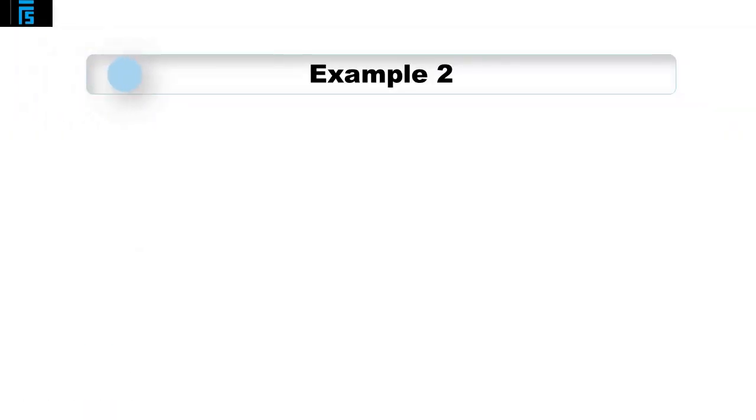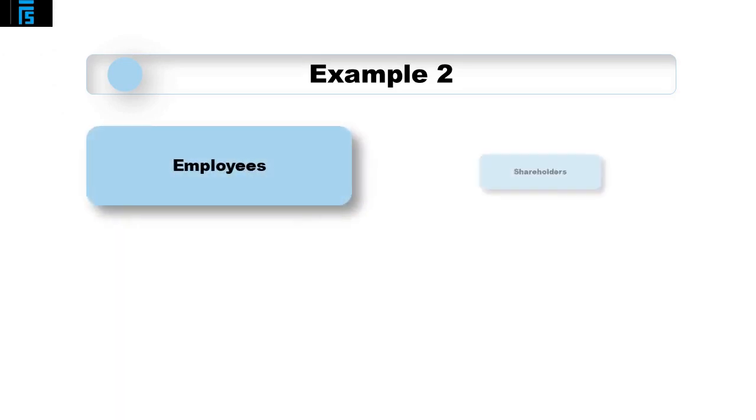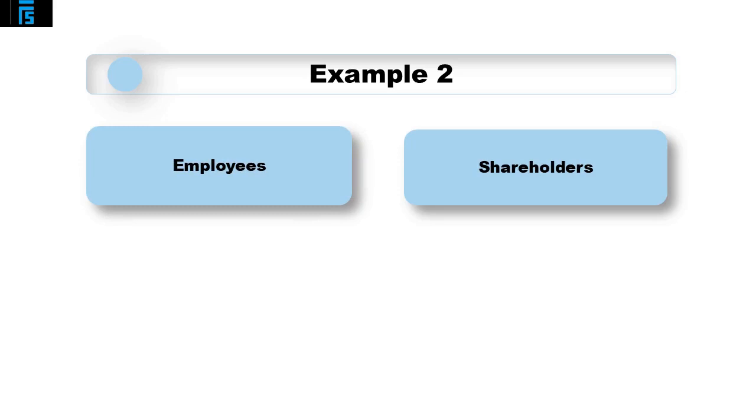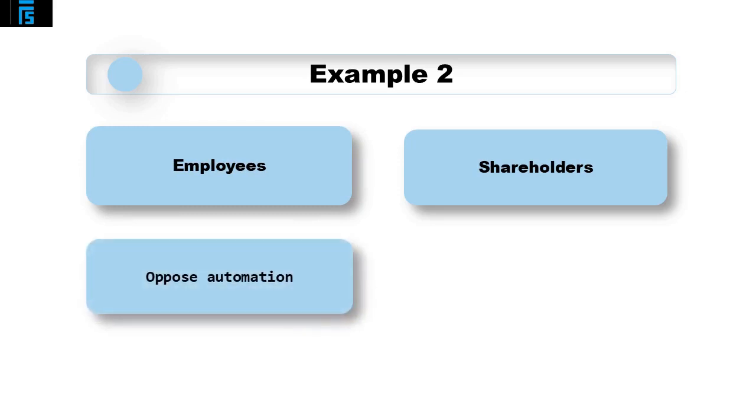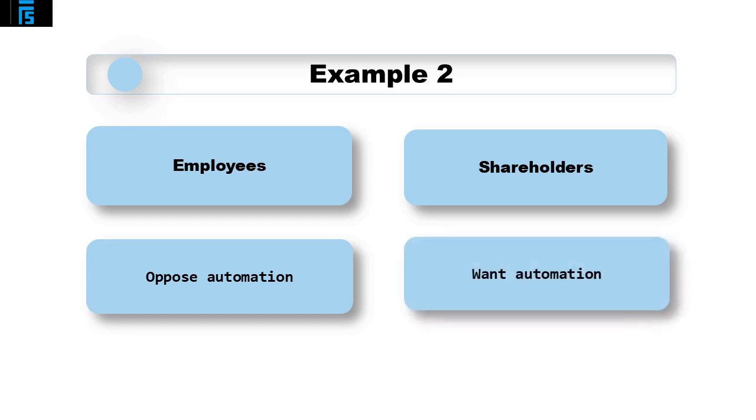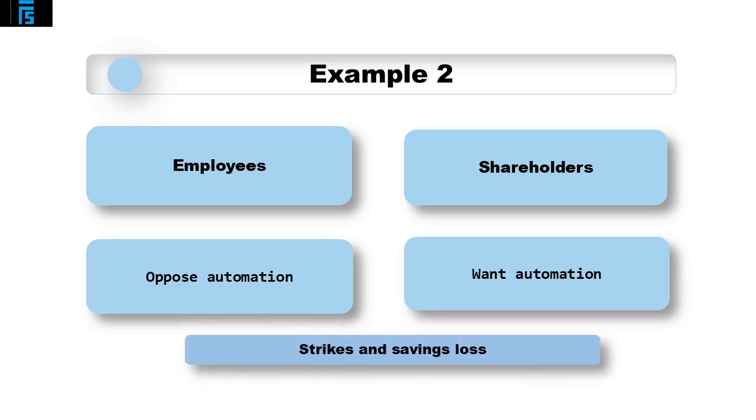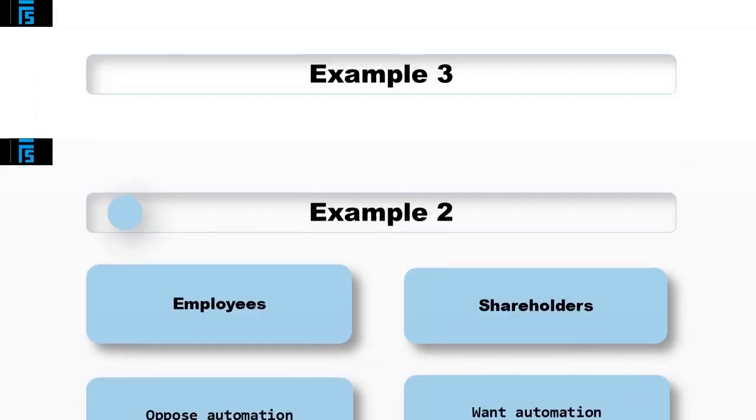Another example of agency problem is the conflict between employees and shareholders. For example, employees may oppose the automation of certain manufacturing processes for fear of losing their jobs. The costs of such opposition may take the form of strike action initiated by employees, but also loss of savings which the shareholders had planned to achieve from the automation.